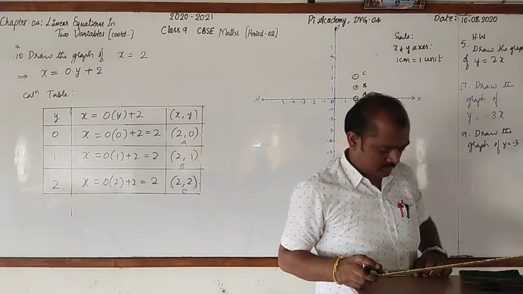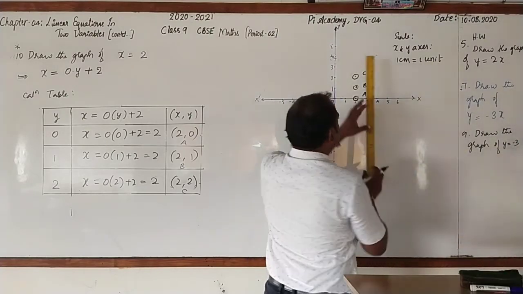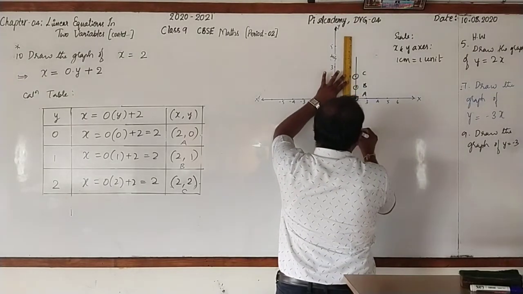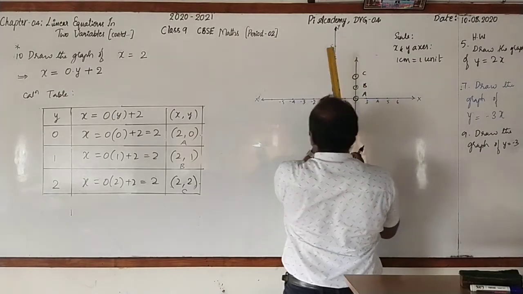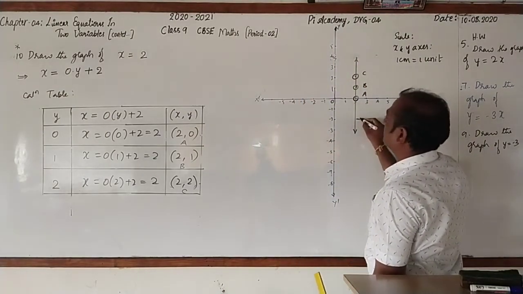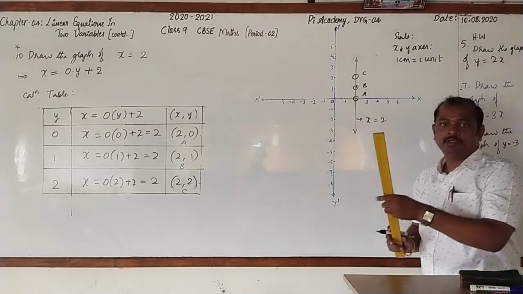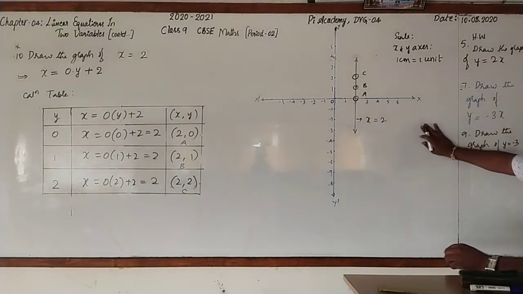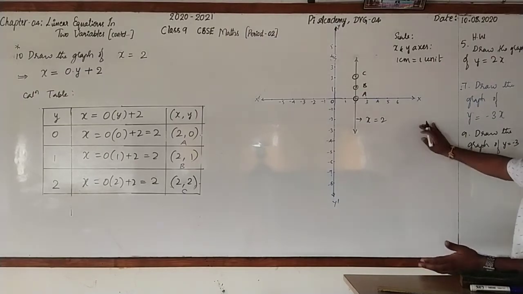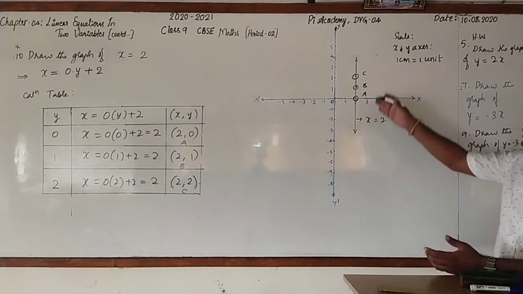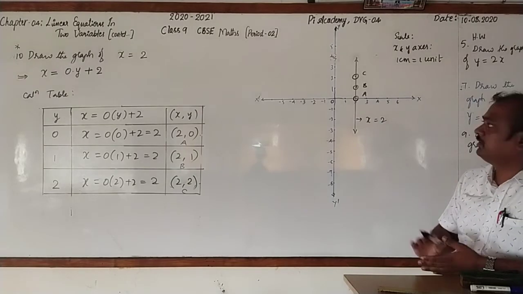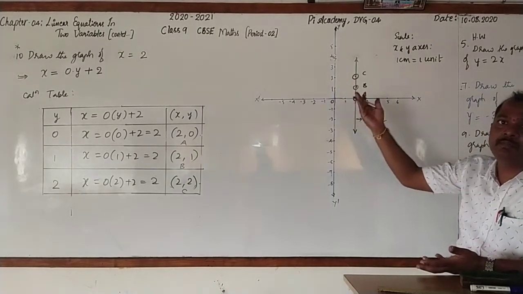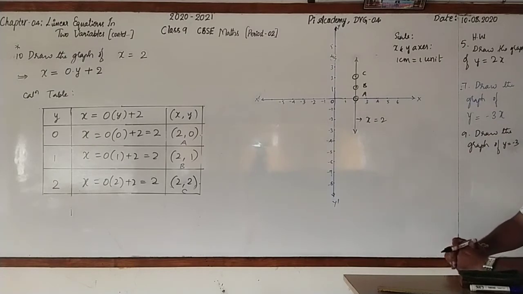For joining these points, you will get again a straight line. But this straight line is the graph of x equal to 2. Did you understand? Observe this line and compare with the y-axis. What do you say? It is parallel to the y-axis. Very simple. If x equal to constant, parallel to y-axis. Y equal to constant, parallel to x-axis.